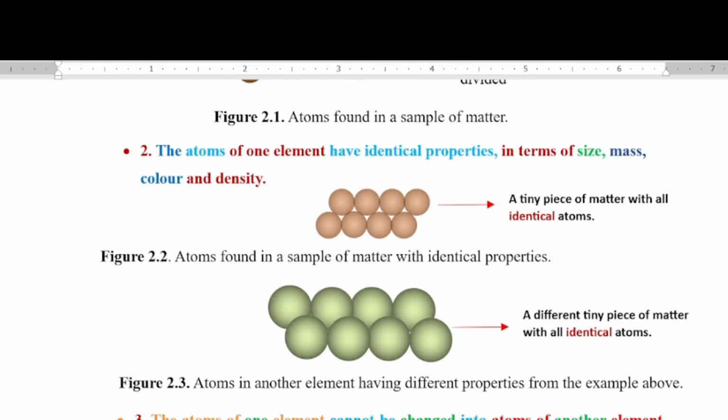Here we have a tiny piece of matter with all identical atoms. And here we have a different tiny piece of matter with all identical atoms. However, the atoms within this element are identical to each other, and the atoms within this element are identical to each other, but they're different from the atoms within this element. It's like me having a piece of gold here, all the atoms within gold are identical, and this being a piece of silver or lead here, all the atoms within this element will be identical, but the atoms of gold will be different from the atoms of this piece of lead or silver here.